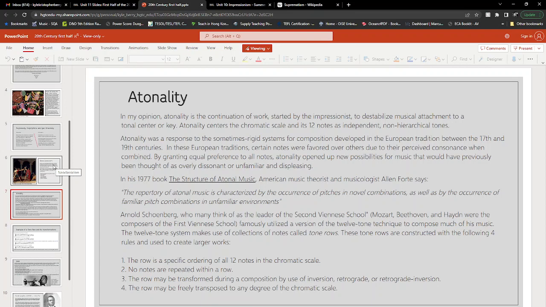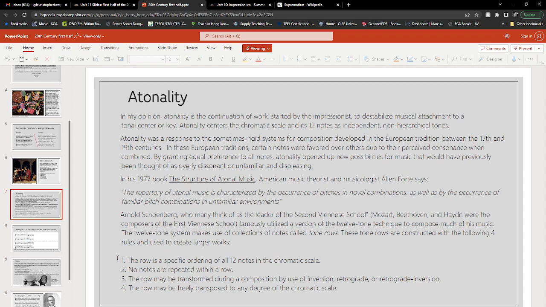He famously utilized a version of the 12-tone technique to compose music. The 12-tone system uses a collection of notes called tone rows. So we know that in Western music, there are 12 notes in an octave. So he basically would roll a die and then figure out where each of these notes come, and then he would have a unique arrangement of these 12 notes. There are a couple rules to how to do this.